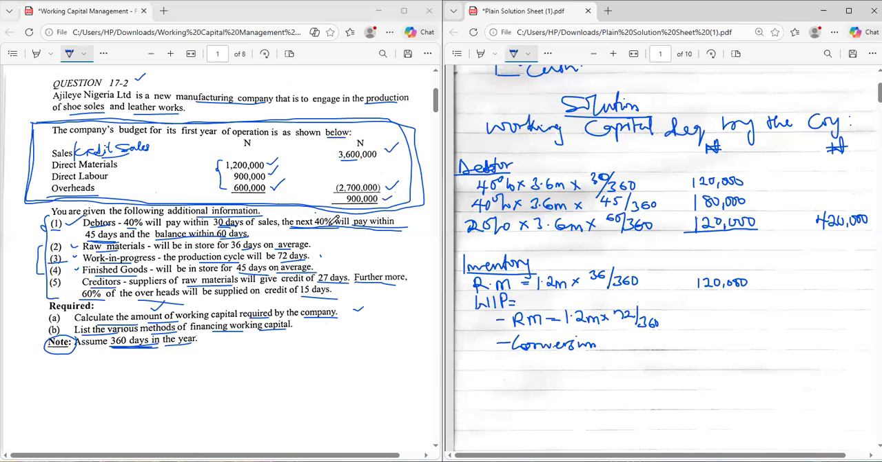Then for the conversion, raw material first of all comes in before you start converting. The figures that relate to conversion here are labor and overhead. These are the costs you are going to incur as production cost to convert raw material to finished goods. But because you have treated direct material here already, you don't need to put it again in conversion. So the only thing you are going to put in conversion is your direct labor and overhead. Add both figures for me: 900 plus 600, that gives 1.5 million.